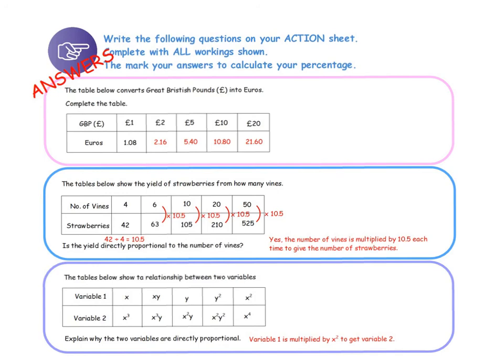Make sure that you calculate your percentage before you stick this into your exercise book. You can calculate your percentage by writing how many you got correct out of 3, because there are 3 questions. And if you type this fraction into your calculator and then write times 100, it will change it into a percentage. This percentage does need to be written onto your action sheet.